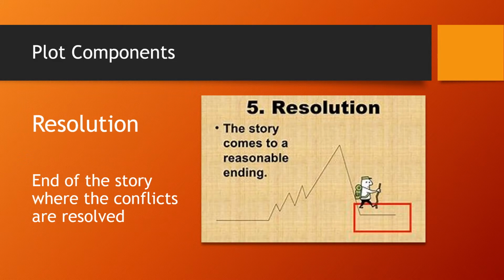The last plot component is the resolution, which is the end of the story where the conflicts are all resolved. The resolution in the Three Little Pigs story is when pig number 3 cooks and eats the big bad wolf for revenge.